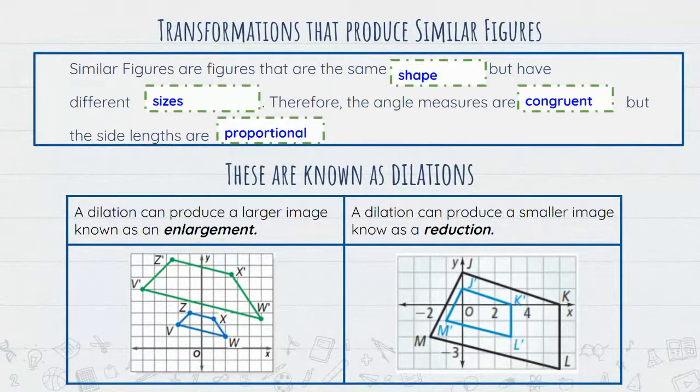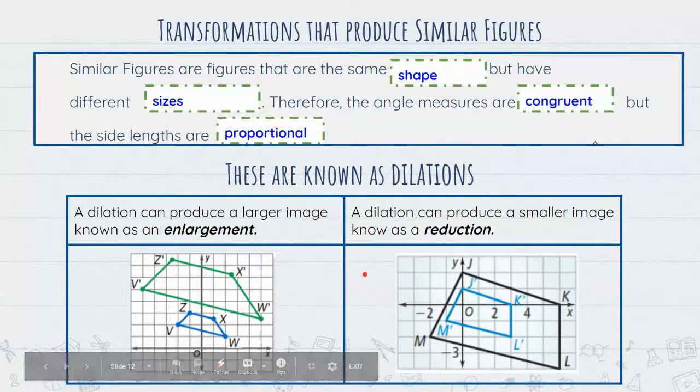Okay, similar figures. These dilations produce similar figures, which are figures that have the same shape but different sizes. Therefore, the angle measures are congruent, but the side lengths are proportional. These are called dilations, okay?